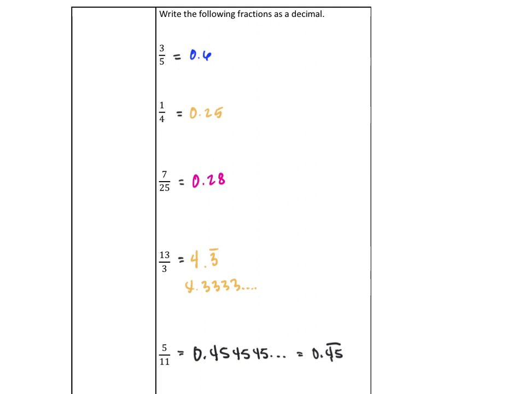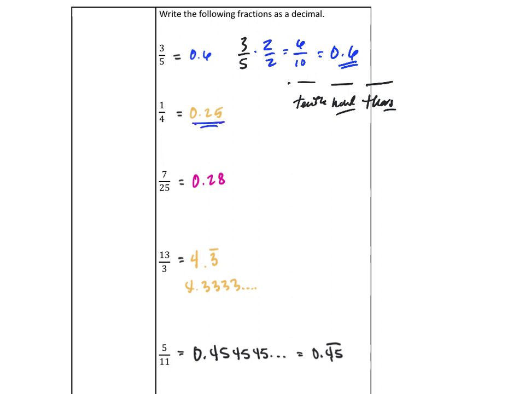So, when I look at 3/5, the first thing I want to do, because I know my decimal place value goes tenths, hundredths, and thousandths, is make this into tenths. If I multiply this by 2 over 2, that's going to give me 6 tenths, because 3 times 2 is 6. And 6 tenths is just 0.6, and it terminates, all right?